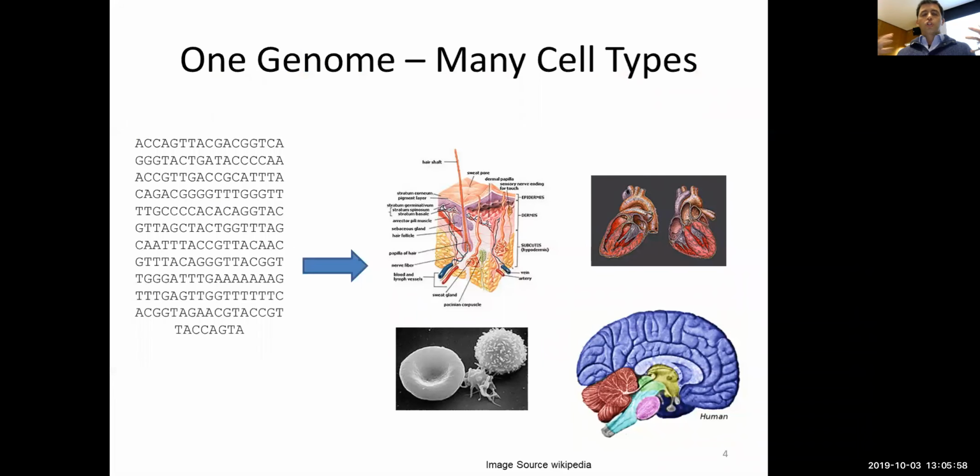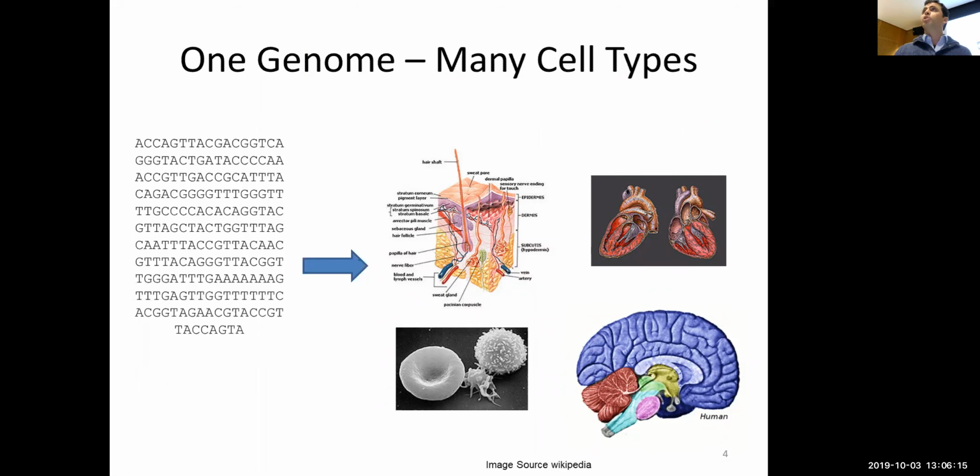So just to recap Tuesday's lecture, there's one genome in every one of your cells, and it carries out every function in every cell type. How does it do that? How does it manage to achieve very, very different cell types and very different functions across every cell type?